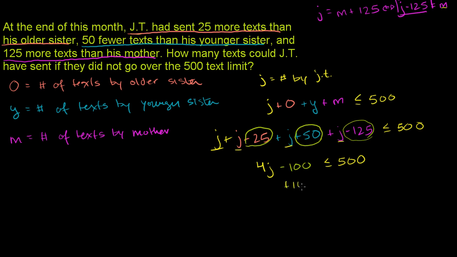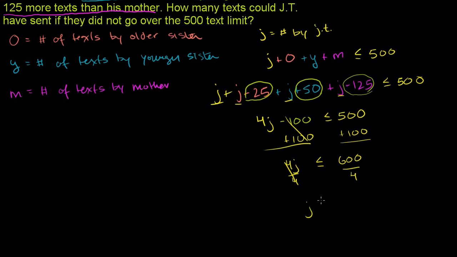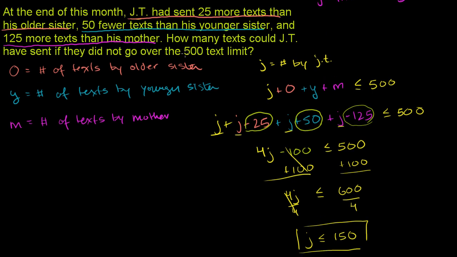Let's add 100 to both sides. And we get 4J is less than or equal to 600. Divide both sides by 4. We don't have to worry about the inequality sign since 4 is a positive number. And we get J is less than or equal to 150. So JT had to send 150 or fewer texts in that month in order for all the constraints to match up and for the family as a combined unit to send no more than 500.